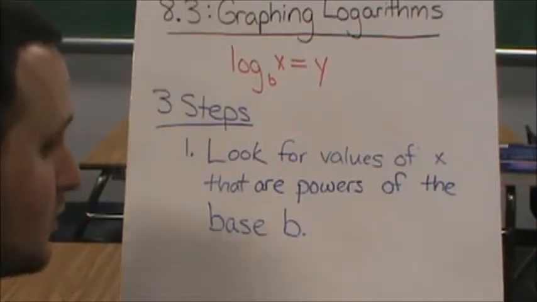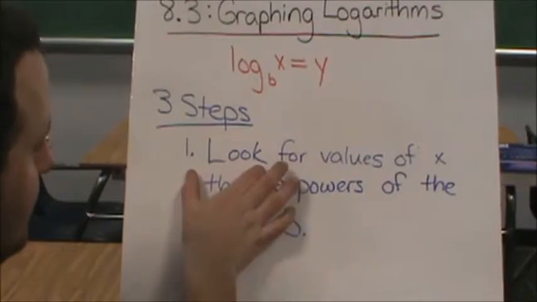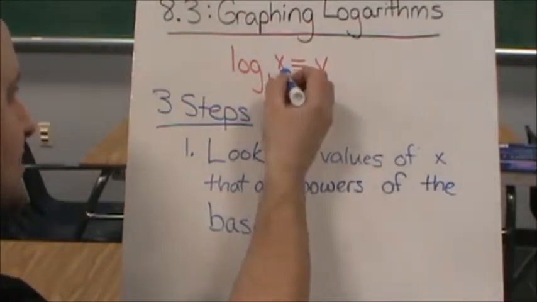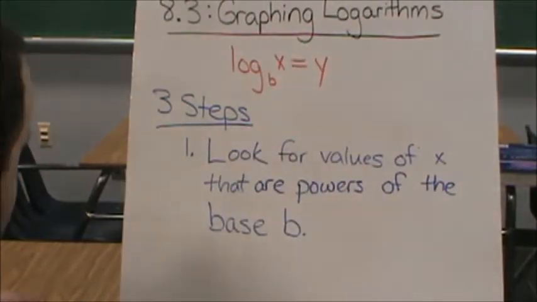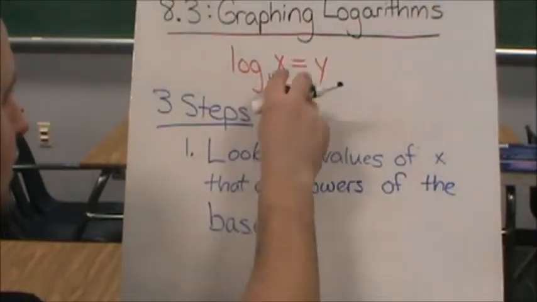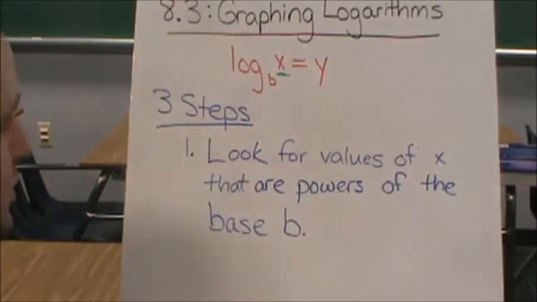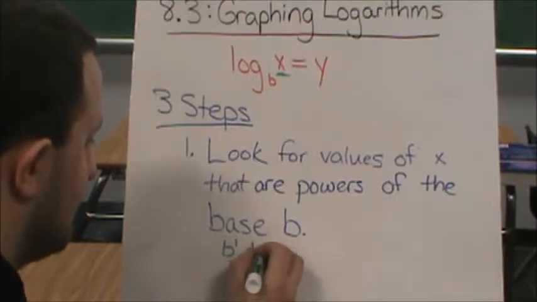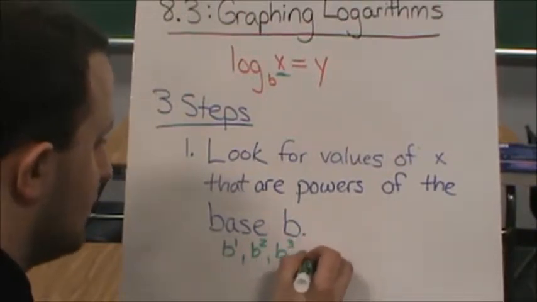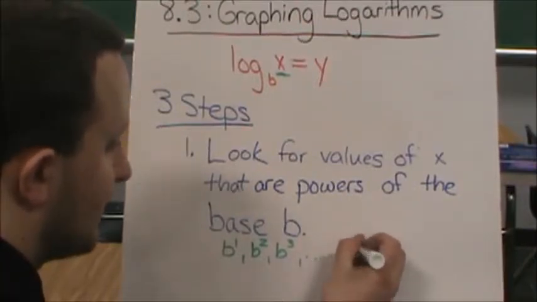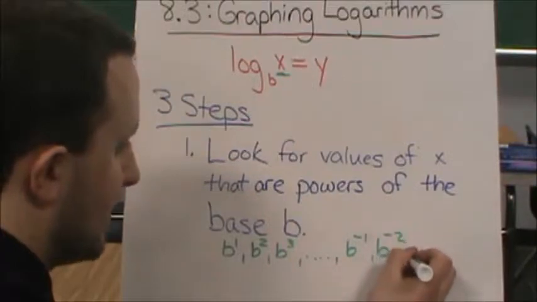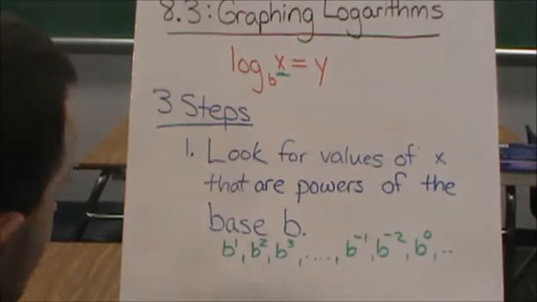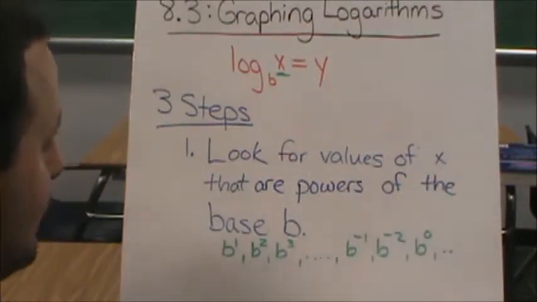So the first step, when I said we're going to look for special values, is what the whole first step is. We're going to look for values of x that are powers of our base b. So we're going to look at our value x, and choose our values based on our b value. We're just looking at powers of b, like b to the first, b squared, b cubed, and so on. We could even go in the negative direction, b to the negative 1, b to the negative 2 power. We could even go b to the 0th. There's an infinite number of possibilities that we can choose. So we're just going to look for values of x that are powers of the base b.